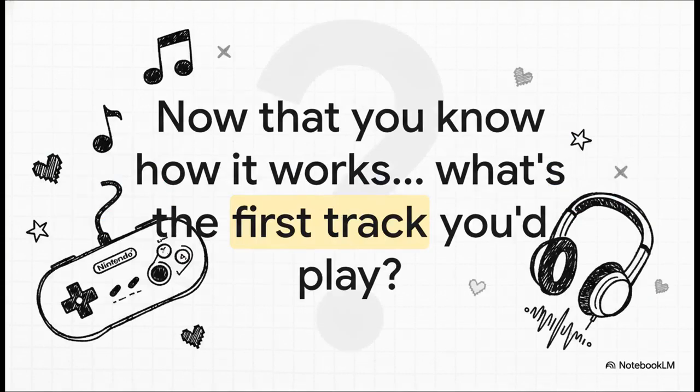So, there you have it. That's pretty much everything you need to know to get started with Nintendo Music. From the spoiler protection to the sleep timer, it just feels like a service that was really made by fans for fans. And that really only leaves one final, very important question. What is the absolute first track you're going to play?